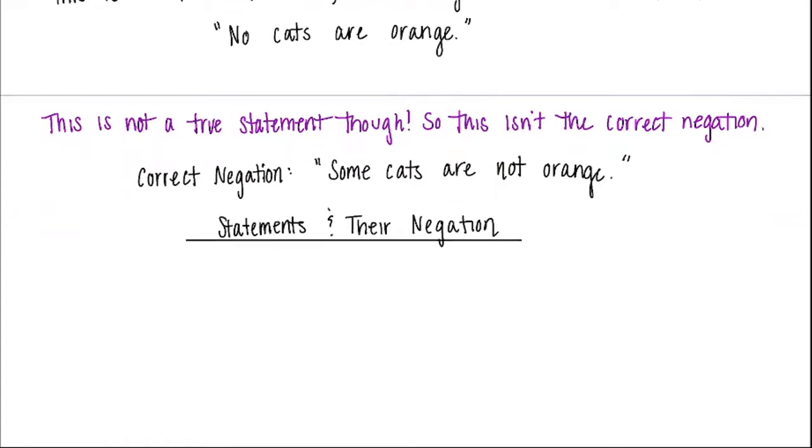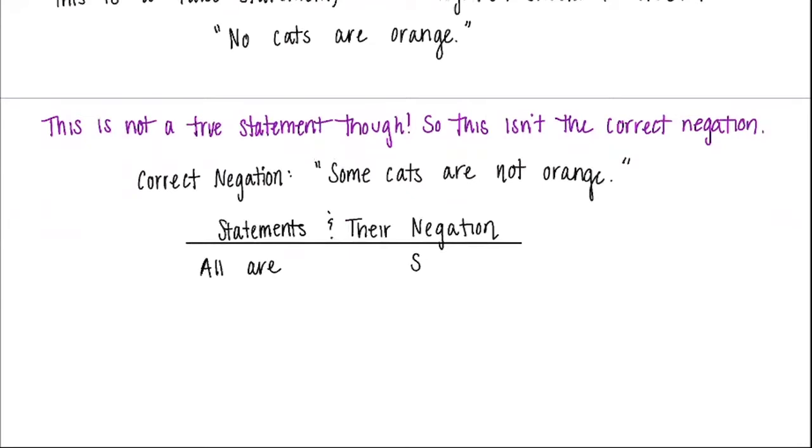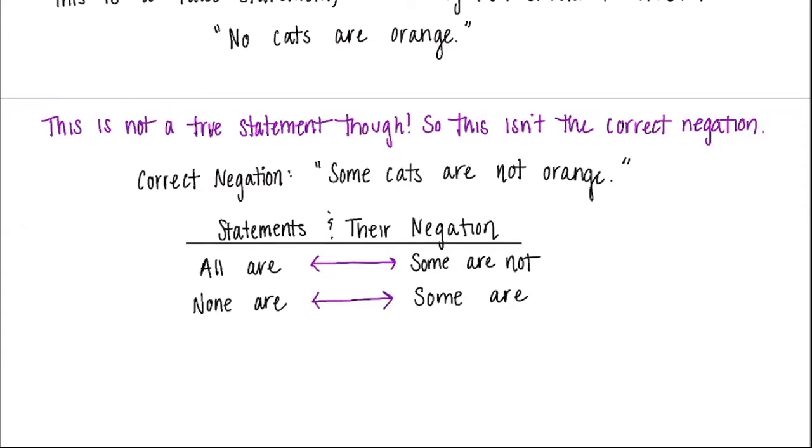If I start with "all are some property," its negation is going to change from "all" to "some," and "are" to "are not." Just like this previous example, these two will switch. If I start over here, its negation is going to be "all are." If I say "none are something," the "none" is also going to change, and it's going to change to "some are this property." So "none are this property" becomes "some of them are." It gives it the opposite meaning. Okay.